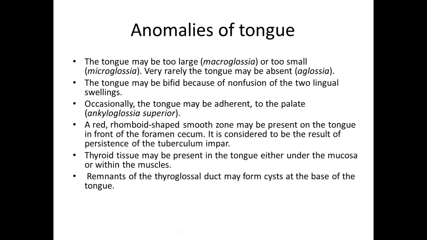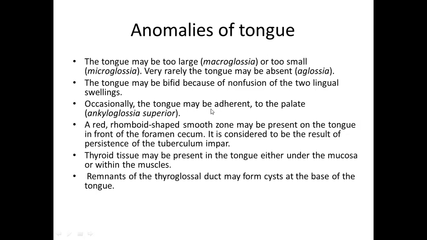So there are different anomalies of the tongue. One is, if the tongue is too large, it is known as macroglossia. If it is too small, it is known as microglossia. Rarely it may be absent, which is aglossia. Then the tongue may be bifid due to non-fusion of the two lingual swellings, so that is known as a bifid tongue.